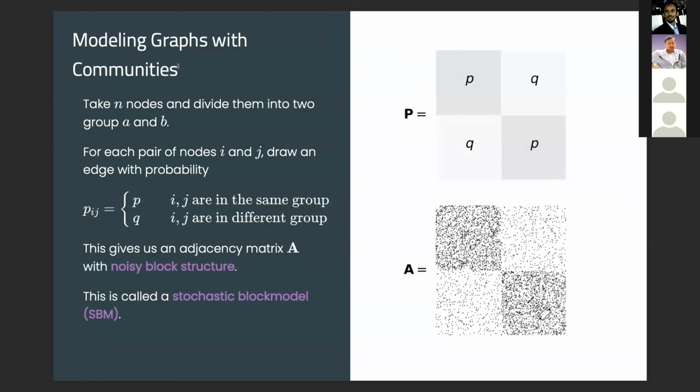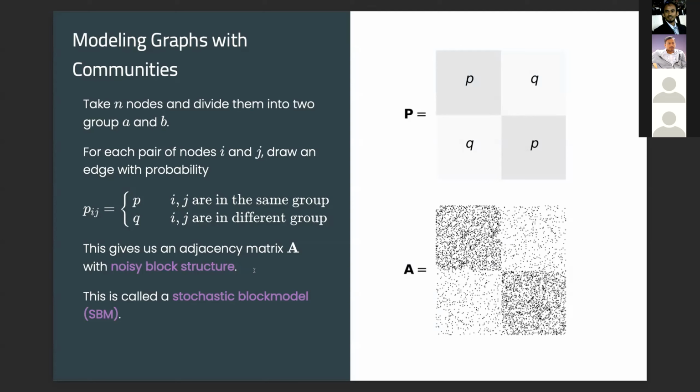So first of all, let's talk about why we model graphs with communities. Suppose we have these n nodes and we divide them into 2 groups, A and B. For each pair of nodes, I and J, we're going to randomly sample and introduce an edge in the graph with probability Pij. Here, I and J again are indexing the nodes. Because these nodes were divided into 2 groups, A and B, there are going to be 2 probabilities that Pij can take on. There's probability P, the probability of sampling if I and J are in the same group, and then there's probability Q if I and J are in different groups.